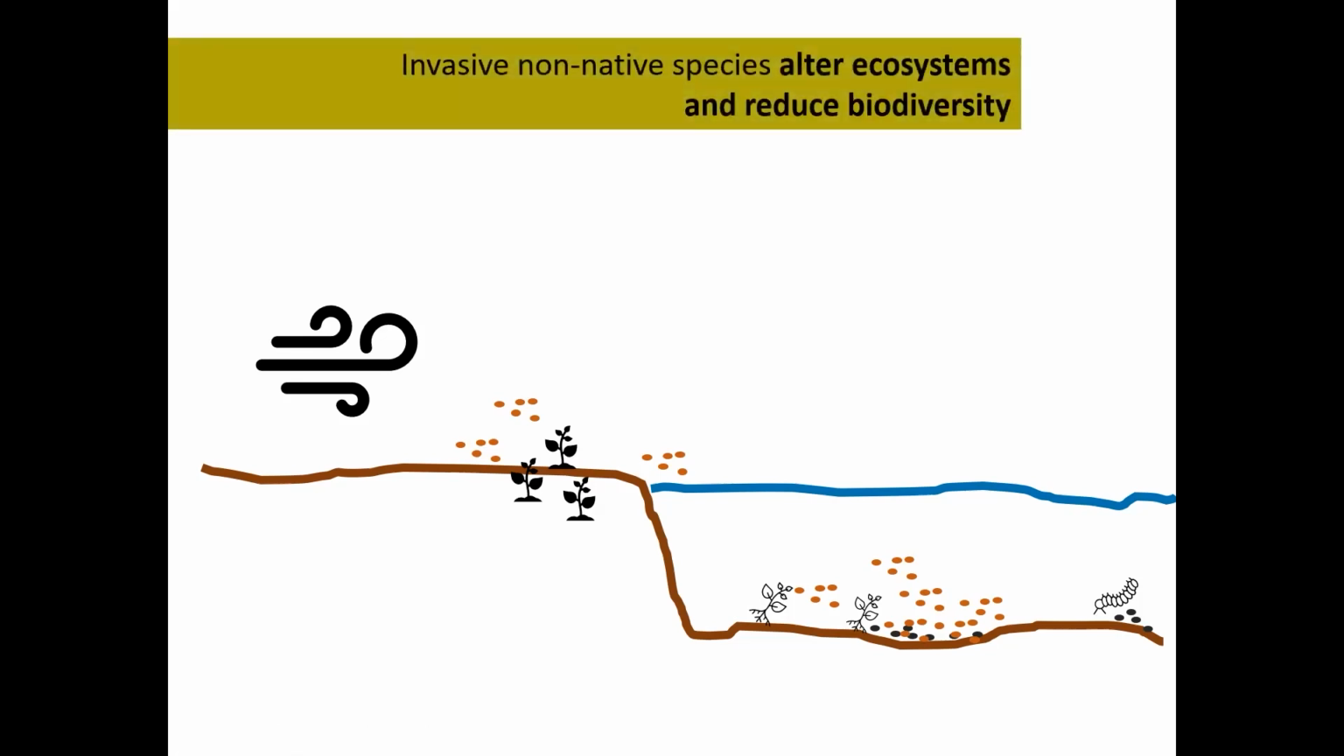They alter ecosystems and they reduce biodiversity. You might not see it with one or two plants, but once they get established, they can very quickly start to dominate and they will reduce biodiversity in chalk streams.